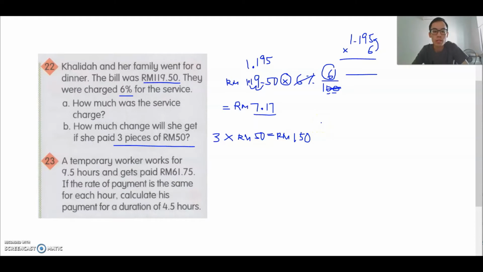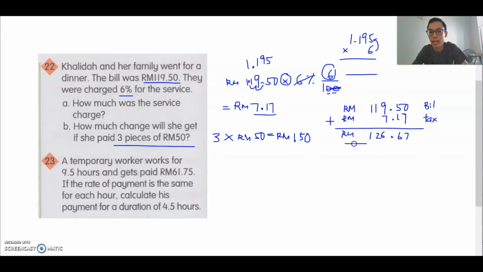So, how much is charged in total? The bill that she got is 119 ringgit and 50 cents. This is her bill. Okay, and then you have to plus the tax. You have to pay for the tax also, 7 ringgit and 17 cents. Okay, this one is the bill makanan dia. This is tax cukai dia. So you add it up, you get 126 ringgit and 67 cents. So this is the total payment.